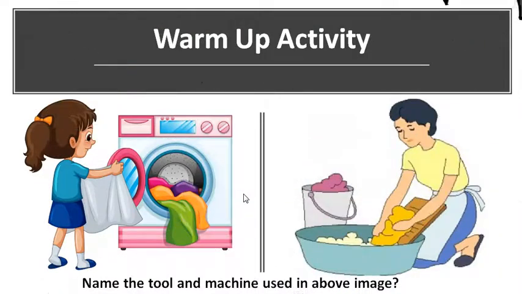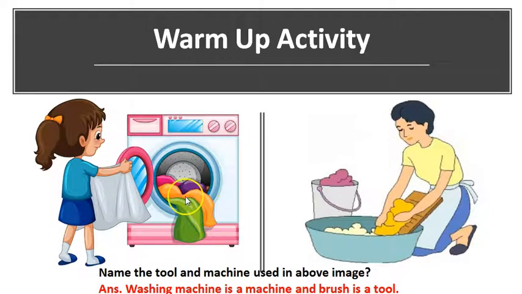Yes, this is an activity time. Name the tool and machine used in the above image. There are two girls or women who are doing some task. They are washing clothes. So name the tool and machine used in the above image. You have only 5 seconds. Yes, this girl is using a washing machine. The washing machine is a machine, and this girl is using a tool, that is a brush.